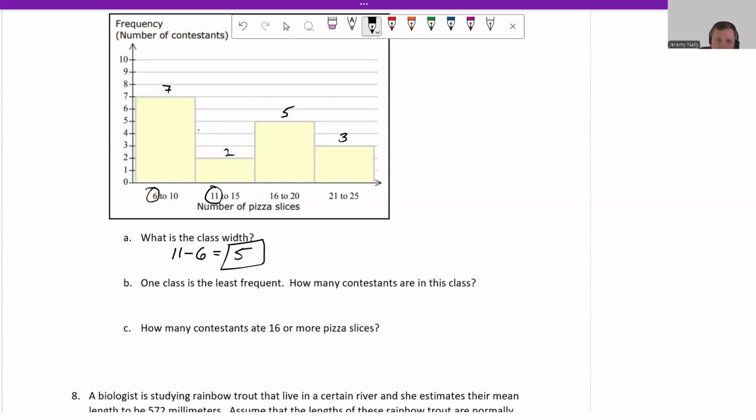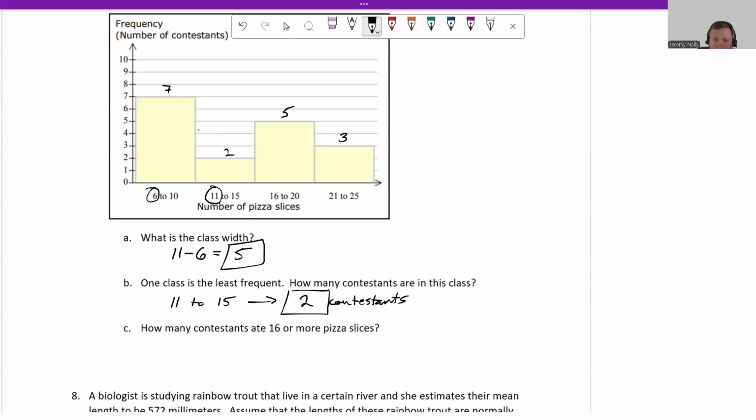Okay. One class is the least frequent. How many contestants are in this class? So the least frequent is 10 to 15. How many contestants are in this class? So 2 contestants. All I'm looking for, all that's actually being asked for is that 2.